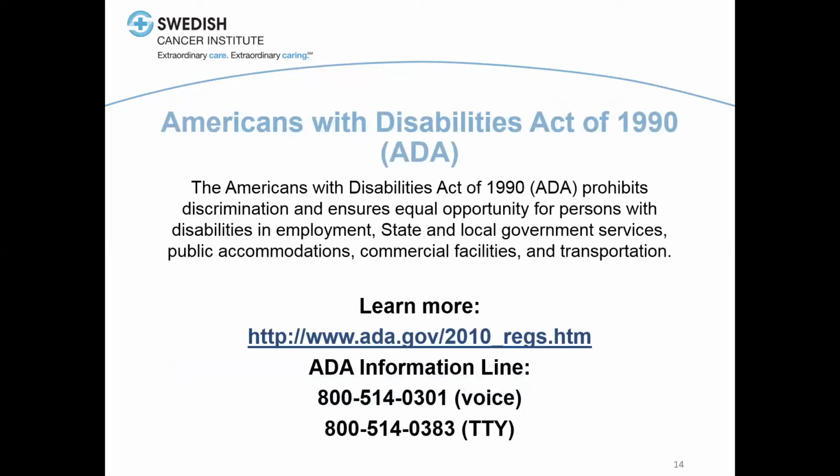Sometimes people face situations where they may need to talk to their employers to ask for reasonable accommodations. The ADA information line is a good resource to ask if you have questions in regards to public accommodations and also considerations about reasonable accommodations that you could ask through your employer.